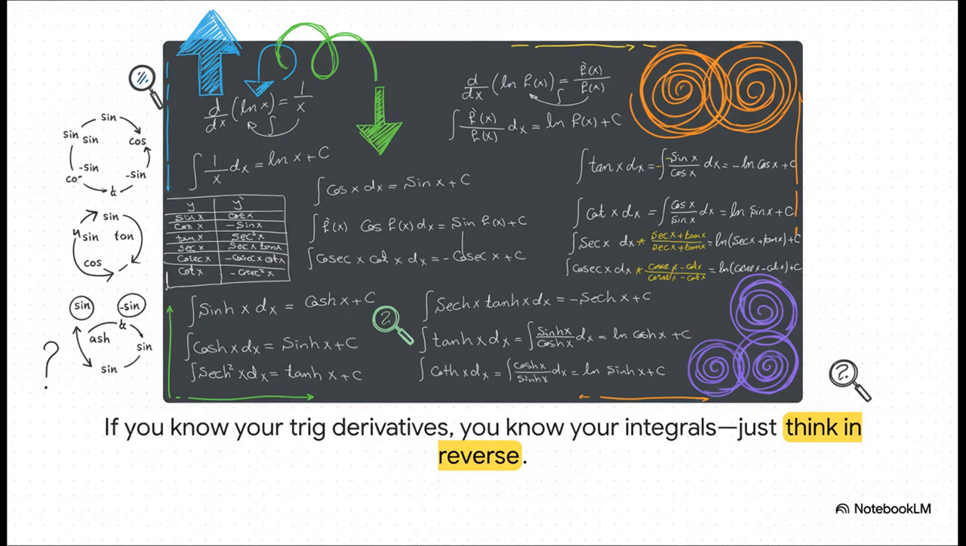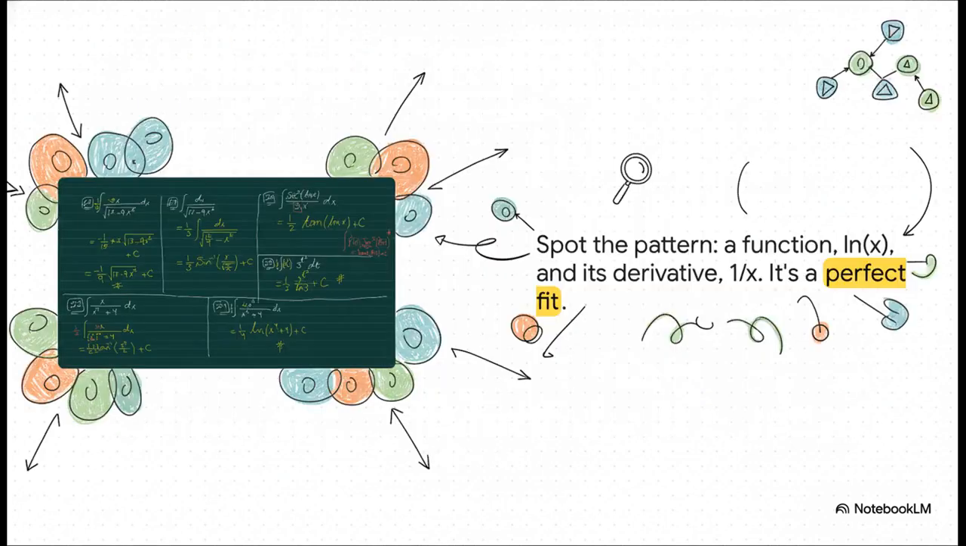You know the derivative of sine is cosine, right? So guess what? The integral of cosine is sine. You know the derivative of cosine is negative sine, so the integral of sine is negative cosine. This whole chart, it's just the mirror image of stuff you probably already have down pat. And really, this is all about spotting patterns. I mean, look at this problem. At first glance, it looks like an absolute monster, right? But let's take a closer look.